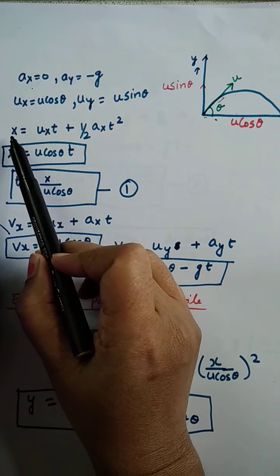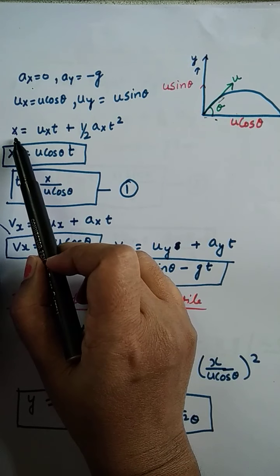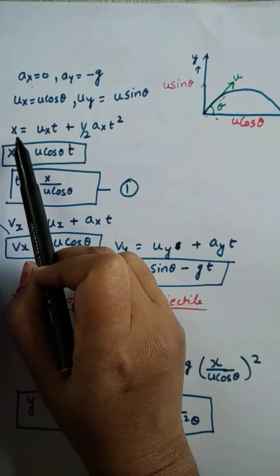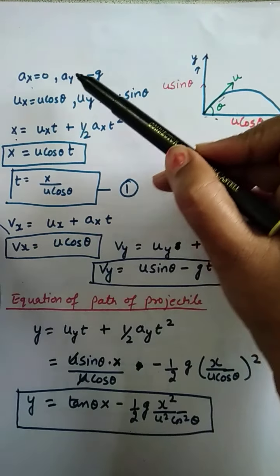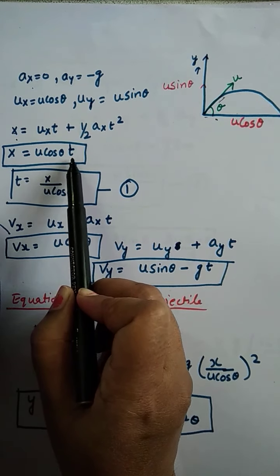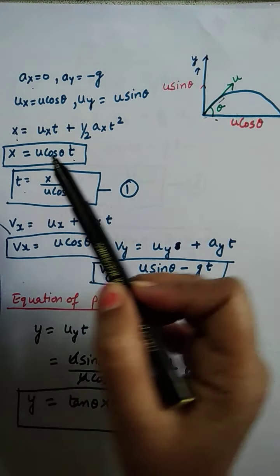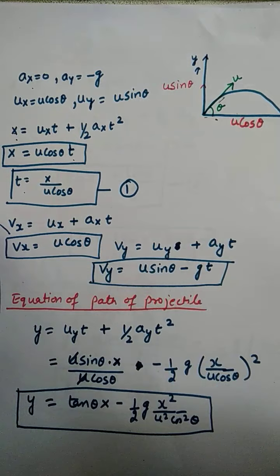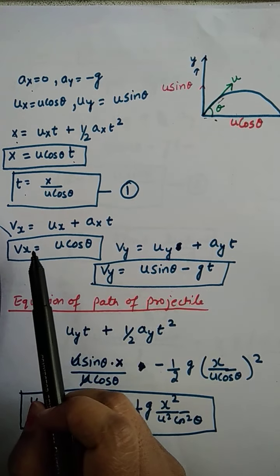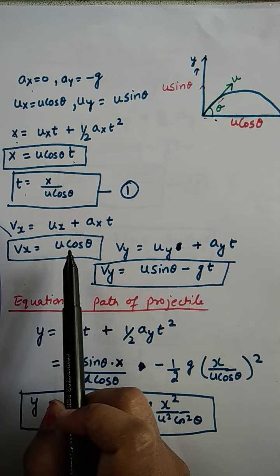Then to find the distance traveled in the x-axis, I will use the simple formula S is equal to ut plus half at square. Simple. Just fill in the value of ux, just fill in the value of ax. We will get x is equal to u cos theta multiplied by t. So the time period for traveling in the x-axis would be x divided by u cos theta. Same way we can find the final velocity in the x-axis. So that will be equal to the initial velocity in the x-axis, that is u cos theta.